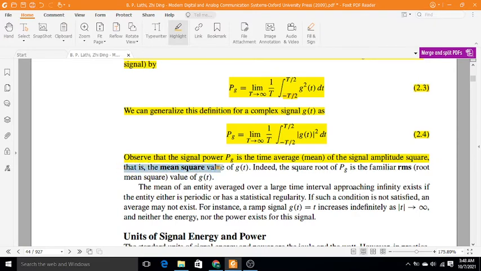That is the mean square value of g(t). Indeed, the square root of Pg is the familiar RMS, the root mean square value of g(t). The mean of an entity averaged over a large time interval approaching infinity exists if the entity either is periodic or has a statistical regularity. If such a condition is not satisfied, an average may not exist. For instance, a ramp signal g(t) equals t increases indefinitely as t approaches infinity, and neither the energy nor the power exists for this signal.